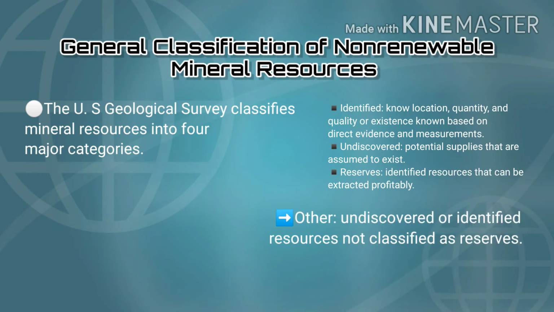General classification of non-renewable mineral resources. The U.S. Geological Survey classifies mineral resources into four major categories. Identified: known location, quantity, and quality, or existence known based on direct evidence and measurements. Undiscovered: potential supplies that are assumed to exist. Reserves identify resources that can be extracted profitably. Other undiscovered or identified resources not classified as reserves.